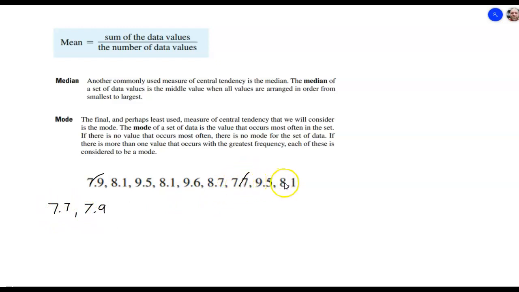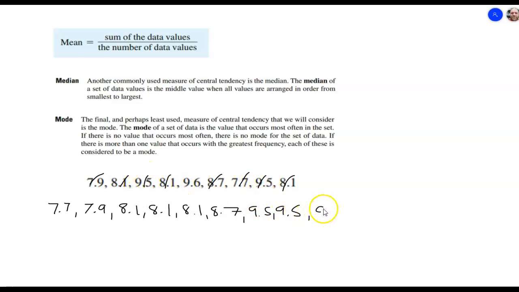And then I have three 8.1s, so 8.1, 8.1, and 8.1. It looks like I have an 8.7. Cross that out, and I have 2 9.5s, 9.5 and 9.5. Cross those two out, and then I finally end up with a 9.6.